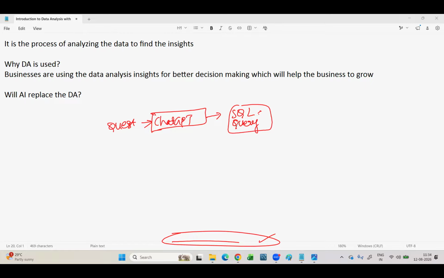That is the reason why you need to know, first of all, data analysis. And then you need to know how to get the answers easily through this type of AI tools. Okay? Hope you are clear now why AI knowledge alone is not going to help you. Now let me explain the replacement part.